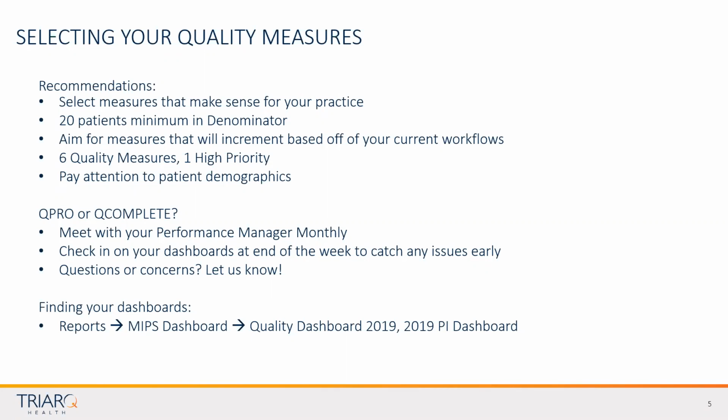For 2019, we need 6 quality measures to attest for. One needs to be a high priority. And at the end of the day, pay attention to your patient demographics. We're going to talk about that a little bit when I go through my whole entire workflow with my practice patient. You'll see what I mean there.